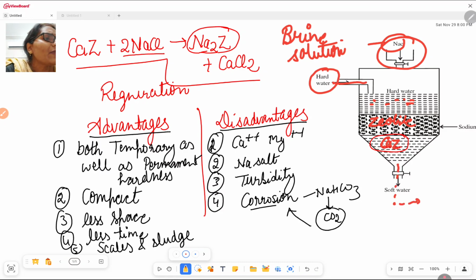यहाँ से चला जाएगा. Once after some time the zeolite bed gets exhausted, so we will take the sodium chloride solution, NaCl solution, and it reacts with the calcium zeolite, and we will get again sodium zeolite and calcium chloride. So this is a very important topic, zeolite, and it is very good because it removes both types of hardness, temporary as well as permanent.